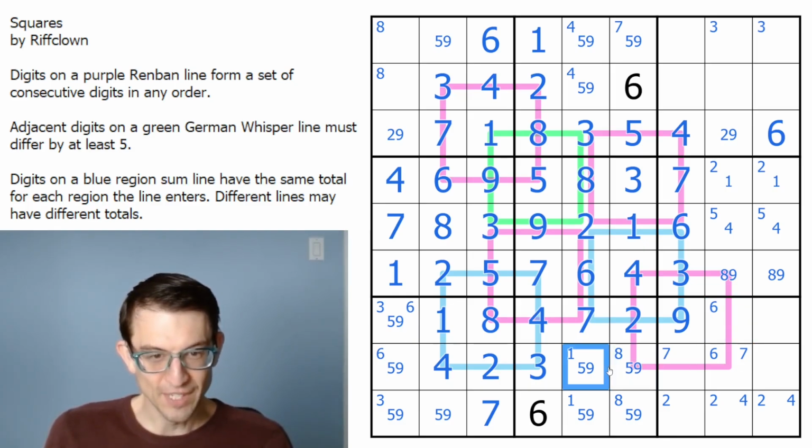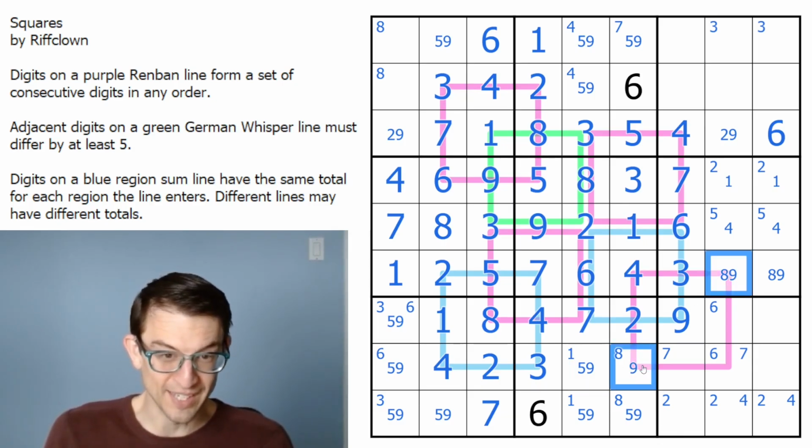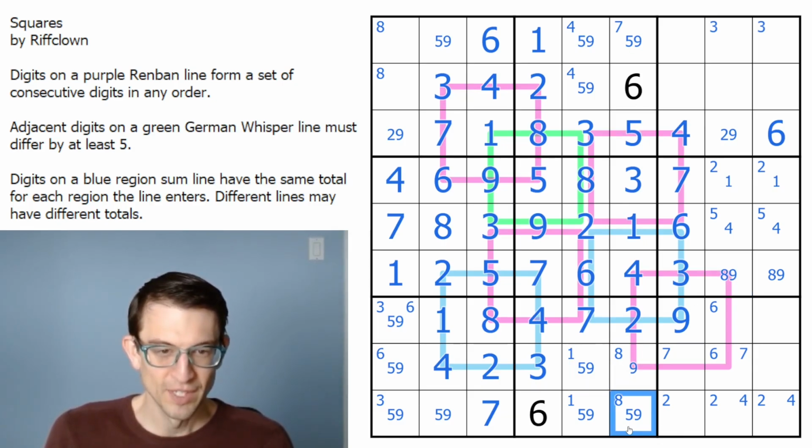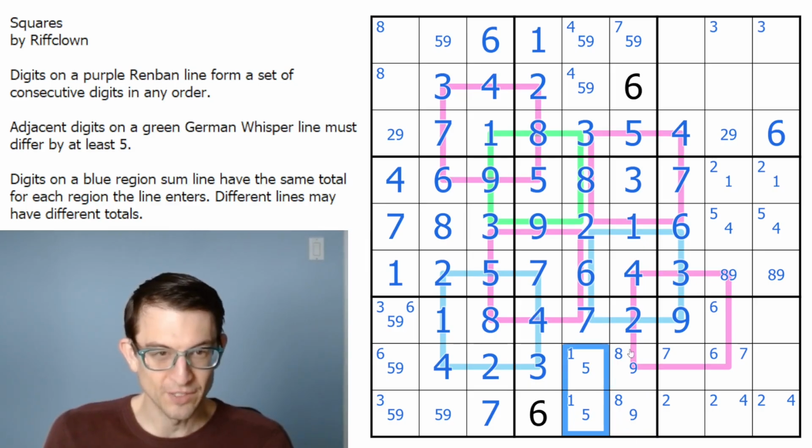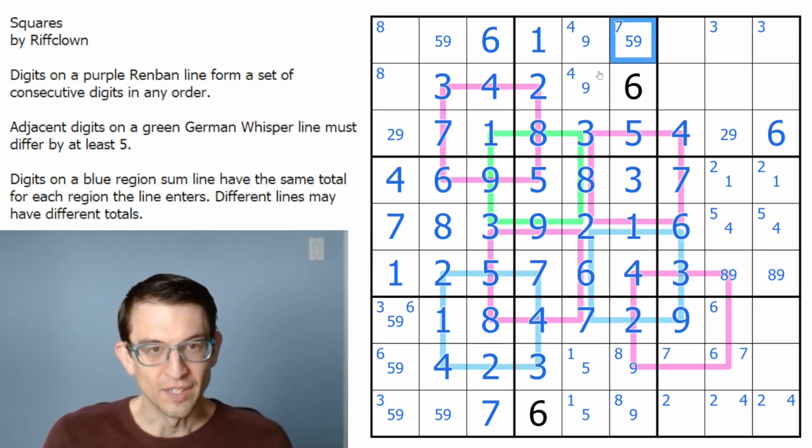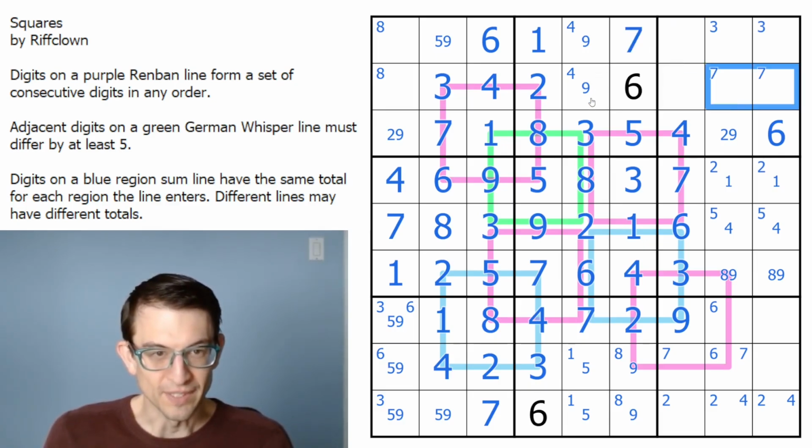No, I don't see it. Oh, that's not 5 actually. So now this actually just is an 8, 9 pair. Okay, because of this 5 means these are 5. This is an 8, 9 pair. That's a 1, 5. Let's see, this is not 9. This is not 5. That's 7. 7 is one of these.